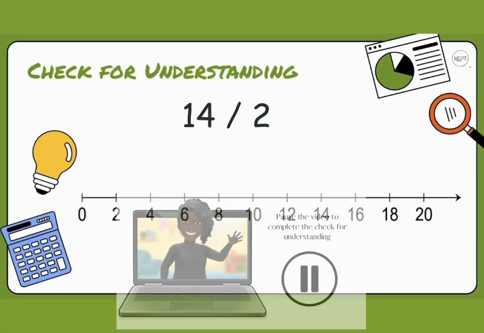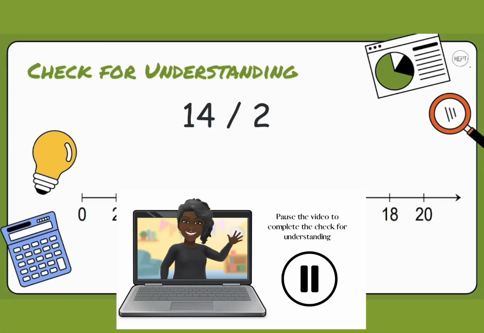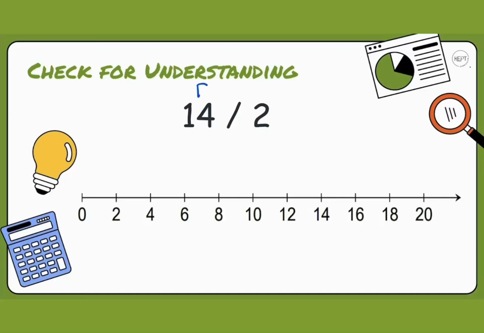Same sign equals positive. All right, here we have positive 14, positive 2, so we know that that's going to give us a positive answer. We're going to start at 14 and we're going to group these off in two spaces. So that's why you see I did the number line in this way.